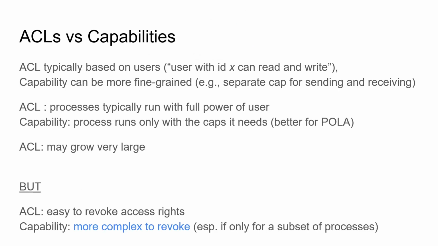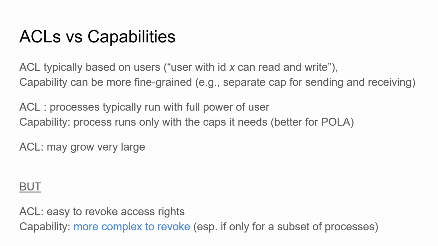If we compare access control lists with capabilities, there are many advantages and disadvantages to both. But the access control list seems to be a little bit less flexible. The access control list is based on users, right? So the user with some identifier can do some operation, whereas a capability can be much more fine-grained. So you have perhaps a separate capability for sending and receiving data.